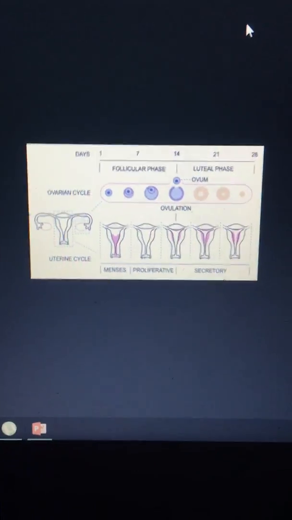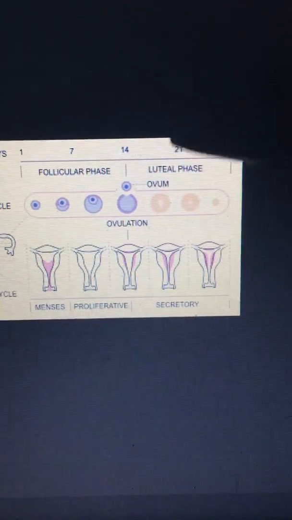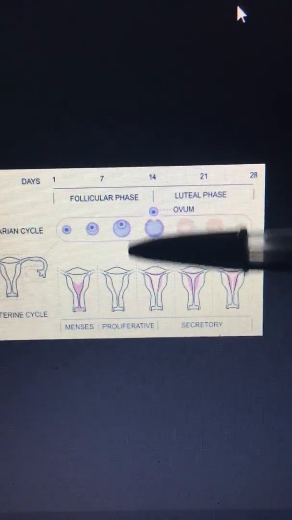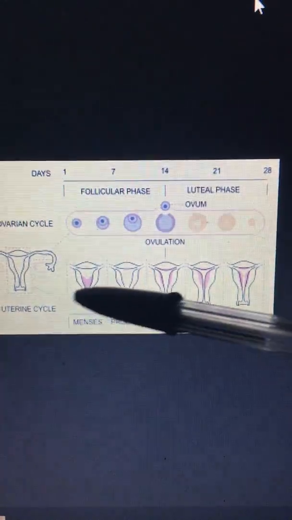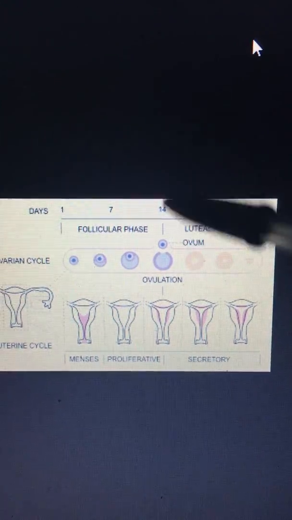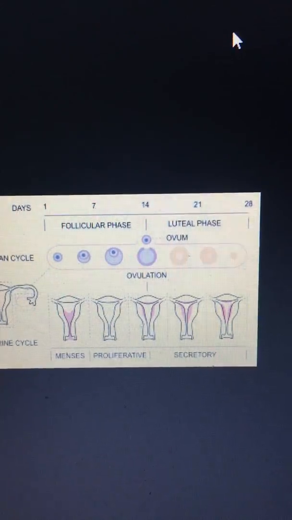Okay, so talking about the menstrual cycle, you have two phases. You have the follicular phase, which is what I explained to you, though I only explained half of it. In the follicular phase, FSH stimulates your ovaries. You get an increase in follicle sizes because of the maturation. Eventually you get to about day 14 and you'll have ovulation. The most mature follicle is going to secrete an egg.